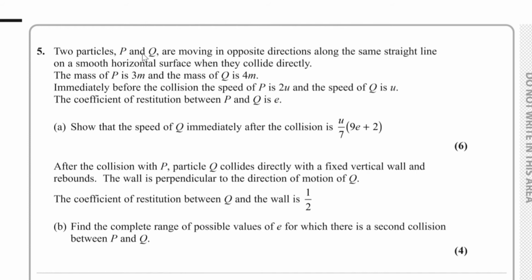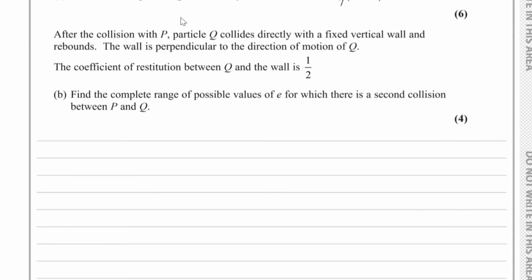Question number 5. Two particles P and Q are moving in opposite directions along the same straight line on a smooth horizontal surface when they collide directly. The mass of P is 3m and the mass of Q is 4m. Immediately before the collision, the speed of P is 2u and the speed of Q is u. The coefficient of restitution between P and Q is e. For part A, we have to show that the speed of Q immediately after the collision is u over 7 multiplied by 9e plus 2.